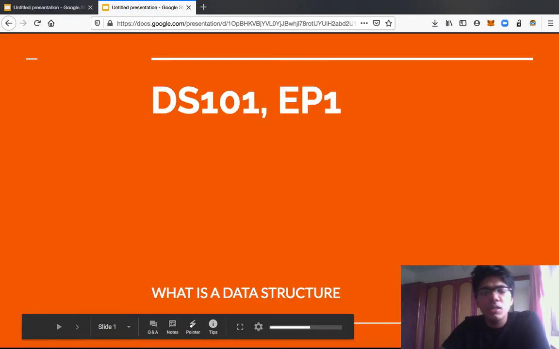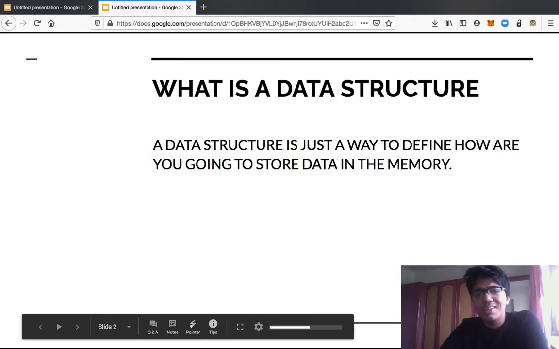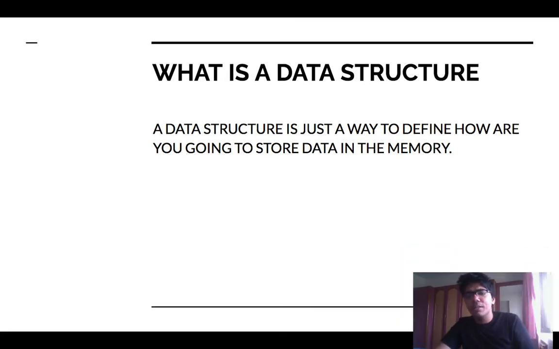Okay, so welcome to DS 101, episode 1. What is a data structure? A data structure is just a way to define how you're going to store data in the memory, and that's it. And how we do that is by basically defining functions and classes and stuff like that. We use all of that to make more rigid data structures.